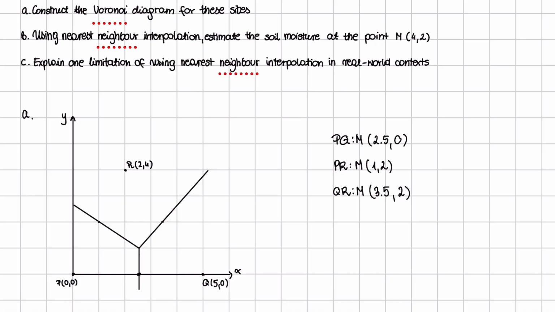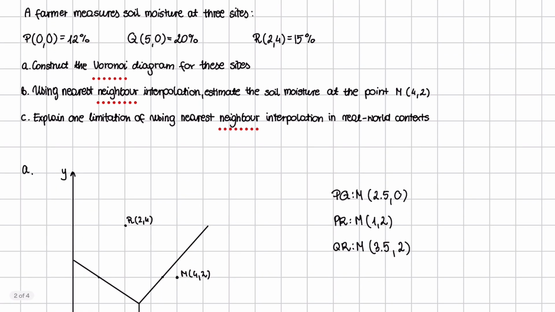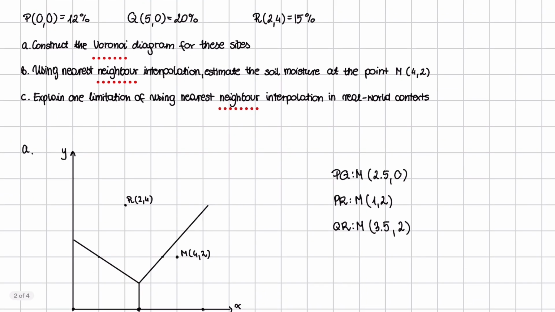And B, using nearest neighbor interpolation, estimate the soil moisture at the point M at 4, 2. So firstly, let's plot it. So in here, M at 4, 2. And nearest neighbor interpolation means that the point, in our case M, is in the region that also contains Q. And we're given the soil moisture for Q, and this is 20%.